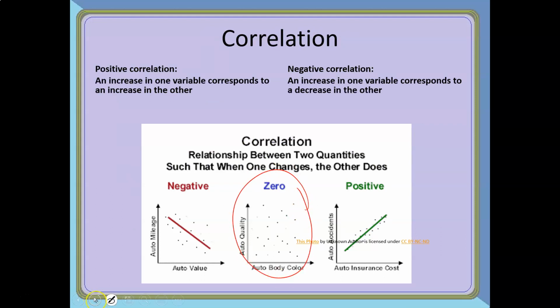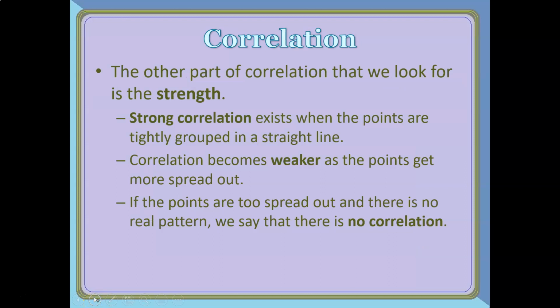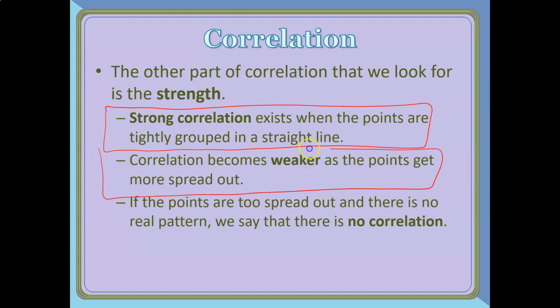So strong correlation is your next vocabulary word, and it's when the points are tightly grouped around a straight line. A weaker correlation is when the points are more spread out. So that's your next two vocabulary words. All right.